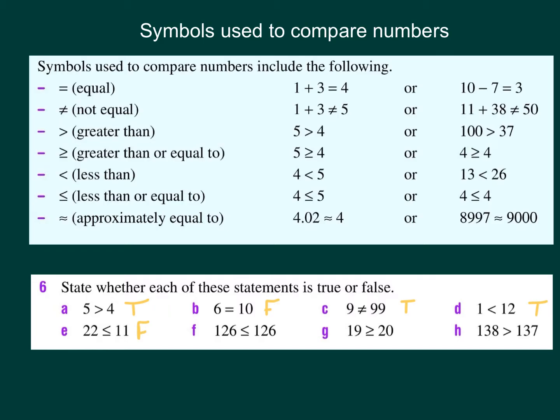126 is less than or equal to 126. We'll say that one is true. 19 is greater than or equal to 20? Well, that has to be false. And 138 is greater than 137, and that has to be true.